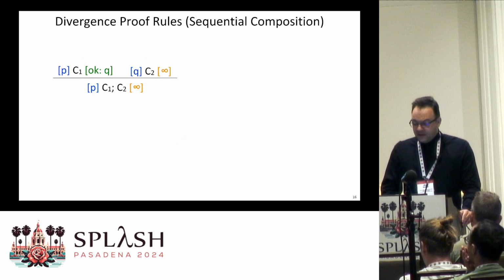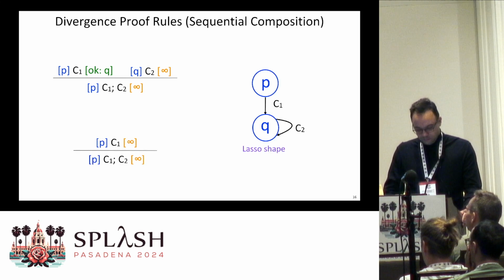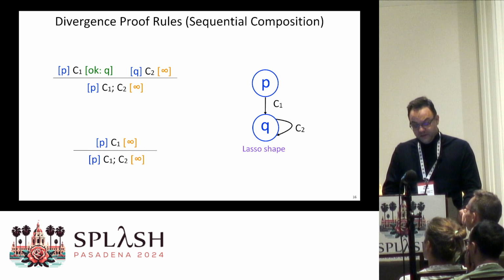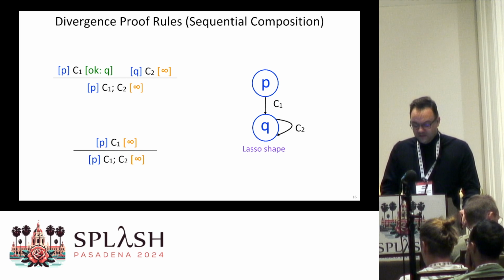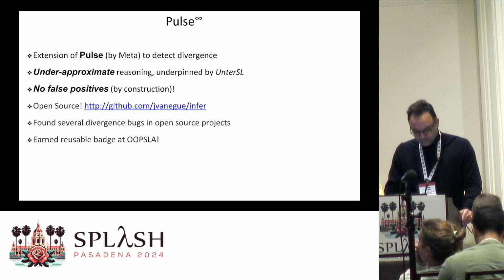We can also handle sequential composition just fine. If you have a piece of code C1 that goes from P to Q, and another piece of code C2 that goes from Q and diverge, then you know that the sequential composition of C1 and C2 diverge. Similarly, you can have short-circuiting in divergence analysis, where if you have a piece of code C1 that starting in P diverge, then you know that the sequence of C1 and C2 will diverge when starting in P.